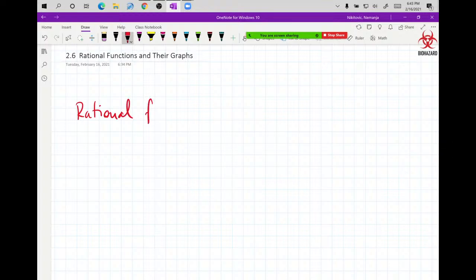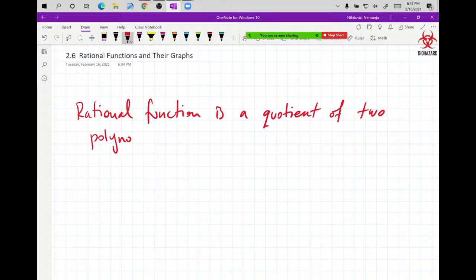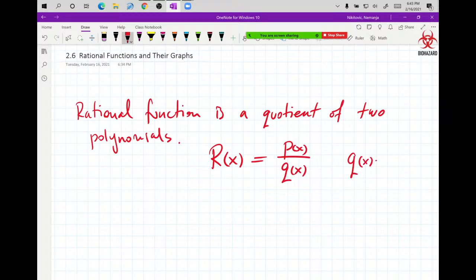a rational function is a quotient of two polynomials. That's it. Generally, we would say r of x equals p of x divided by q of x, where q of x is not allowed to be 0.